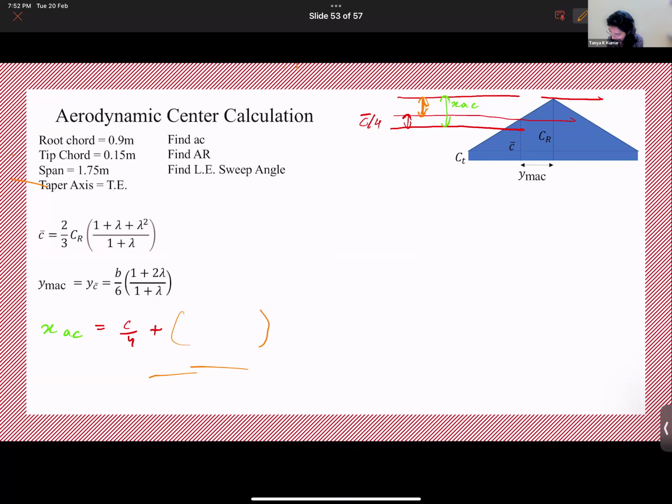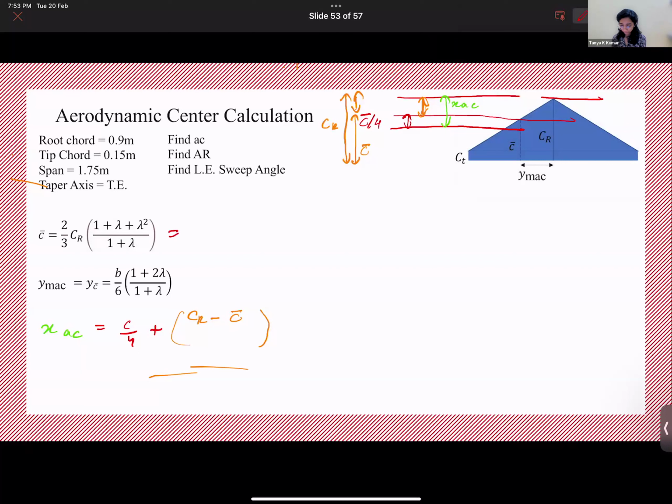So let's just try doing this. This entire thing is CR. This distance is C bar. So what is this? It's just CR minus C bar, right? Is that clear? The distance in orange is just CR minus C bar. Yes? Now can you try and find out? Now it should be fairly straightforward, right?